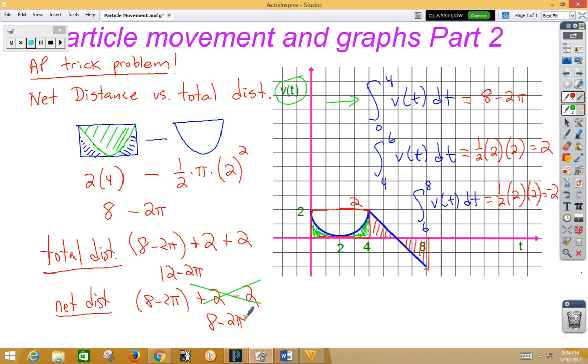So be very careful when they give you semicircles as to how the semicircles are facing, because they love to do this sort of trick.